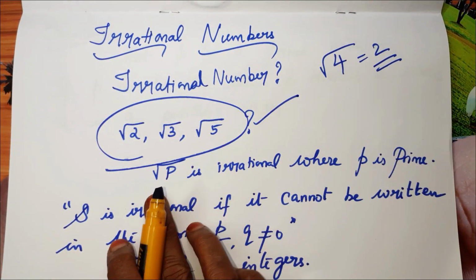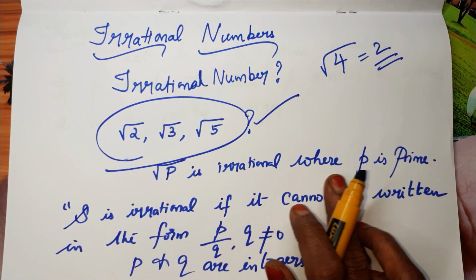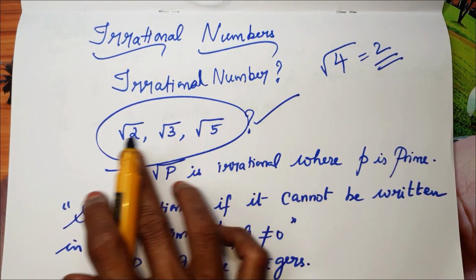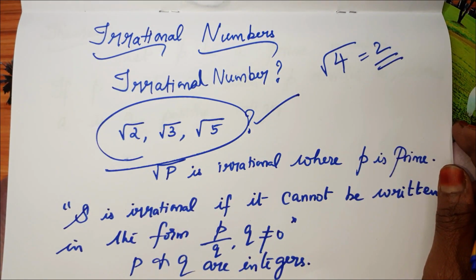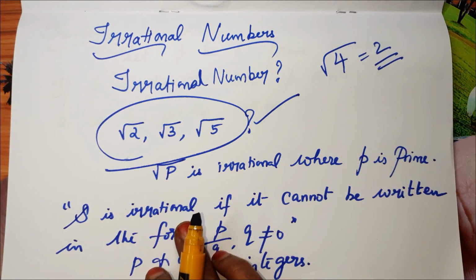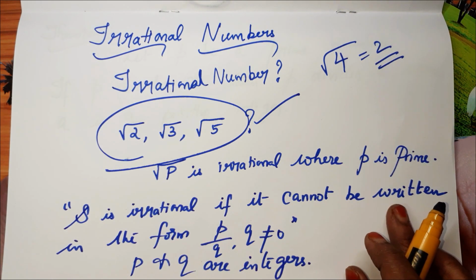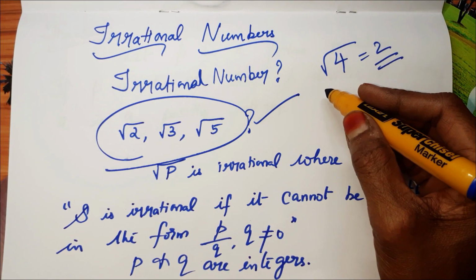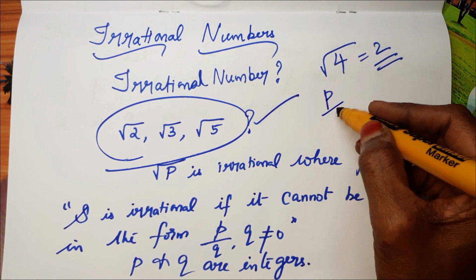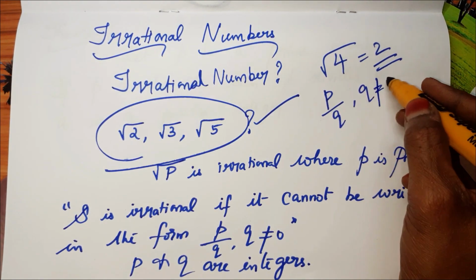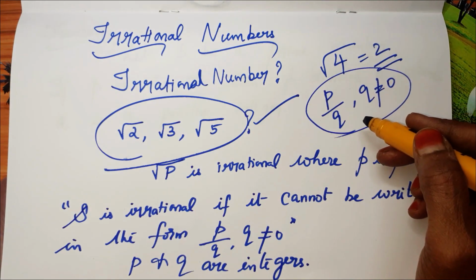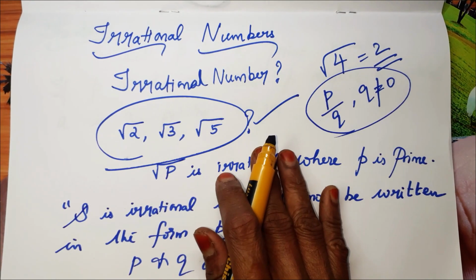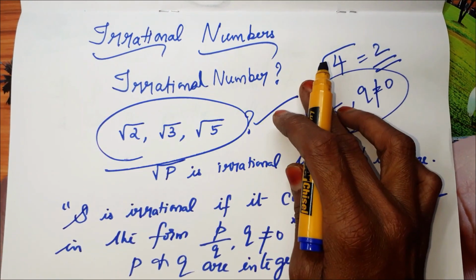Am I right? So root of p is an irrational number where p is a prime number. 2, 3, 5 are prime numbers, no? So these numbers are irrational numbers. A number is rational if it can be written in the form p by q where q is not equal to 0, because for representing a rational number we have the format p by q where q is not equal to 0. So any number of this kind is called a rational number. Other than that, if it does not have this format, that is an irrational number. Is it clear?